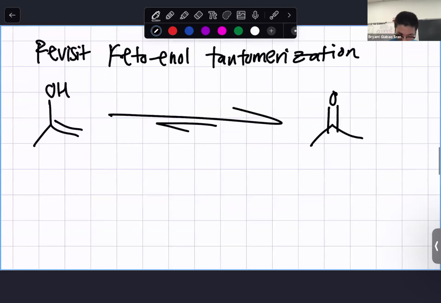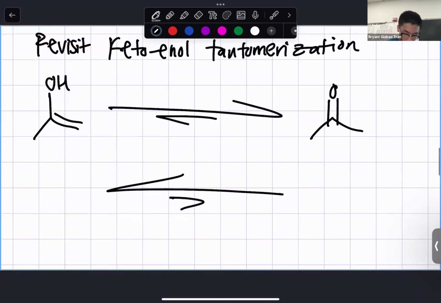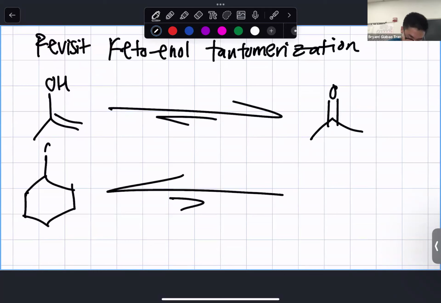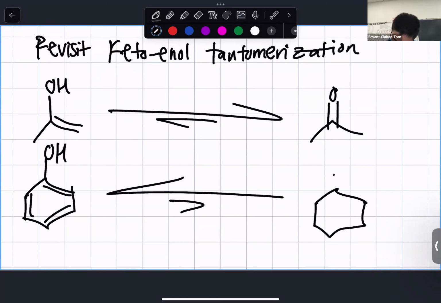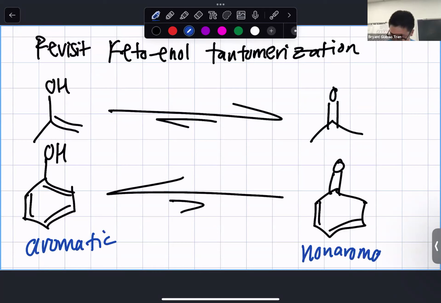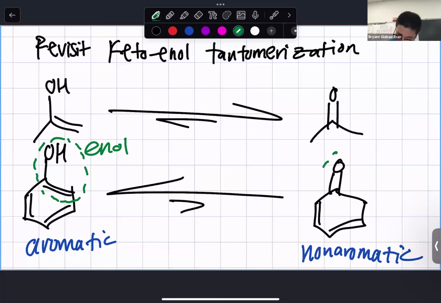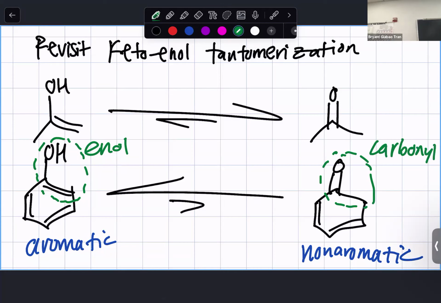The case where the enol form is more favored than the carbonyl form is when we have an aromatic ring. So let's say we have this enol here compared to this carbonyl here. We know that this left structure is aromatic and the right structure is non-aromatic, where this part of the structure is the enol and this part is the carbonyl. So when your structure has a lot of conjugation or resonance with the enol form, that's when the enol form is the major form over the carbonyl form. When the structure has no conjugation or no resonance with the enol, then the carbonyl form is the major stable form.